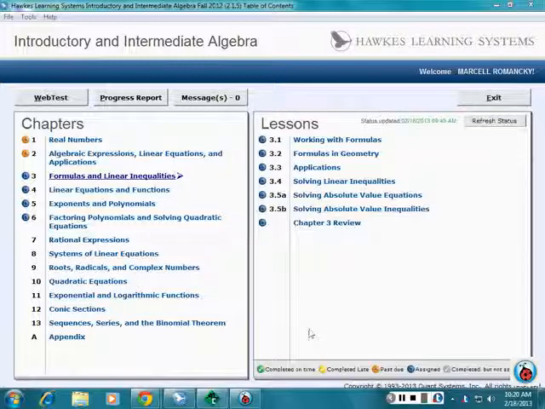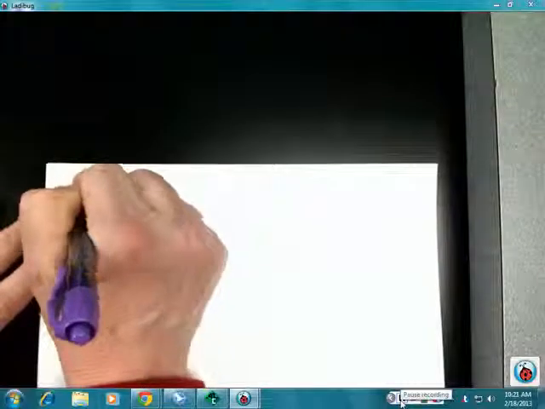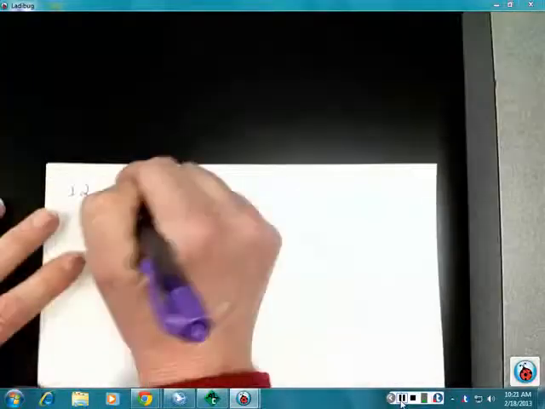And so that's the piece that you have with that part. Okay, 3.2 is looking at geometry as well.